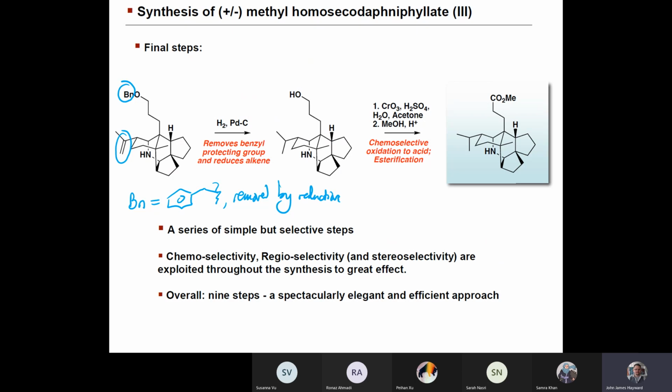And then finally, a Fischer esterification reacts on the carboxylic acid to give us the methyl ester. 9 steps, very elegant, very efficient. It's really clever. However, there is a slight issue, like I said at the very start.